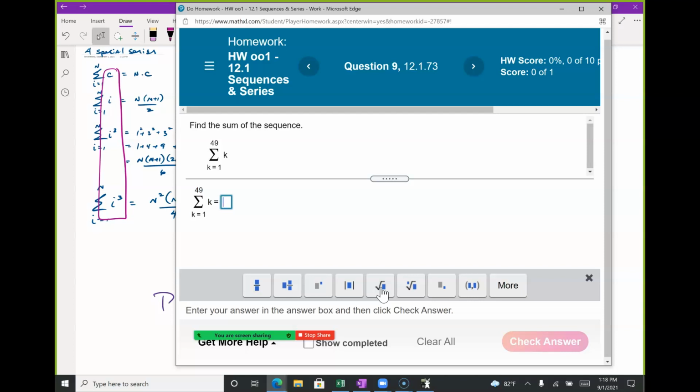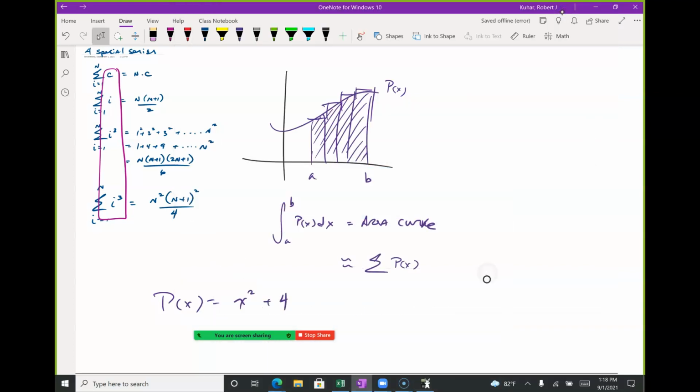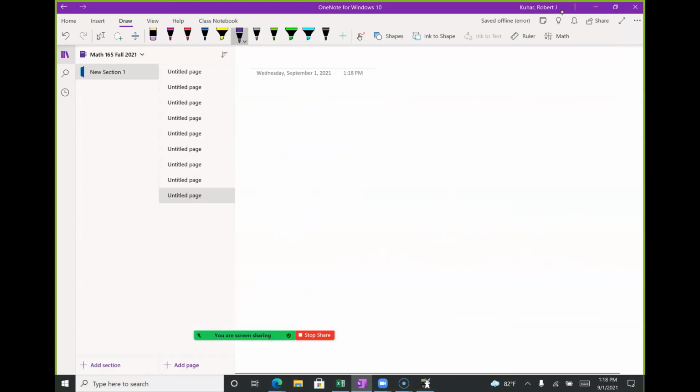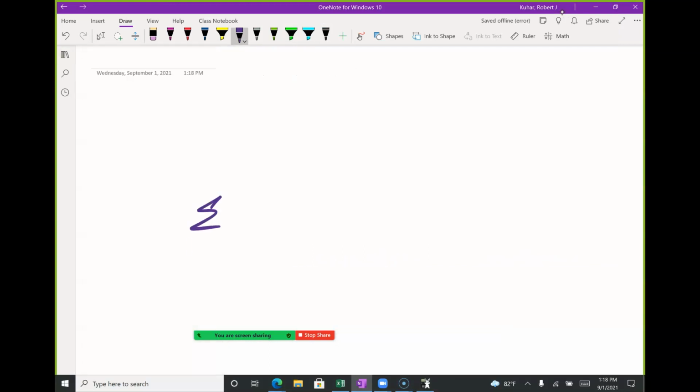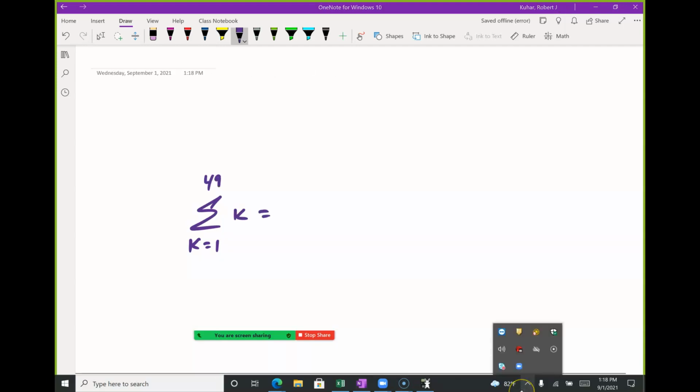What's this sum? Well, this is the sum of how many numbers? 49. So I can add up 1 plus 2 plus 3 plus 4 all the way up to 49, or I can use my formula. Of course, I'd rather use my formula, because I'm lazy. So the sum of k equals 1 to 49 of k, right?